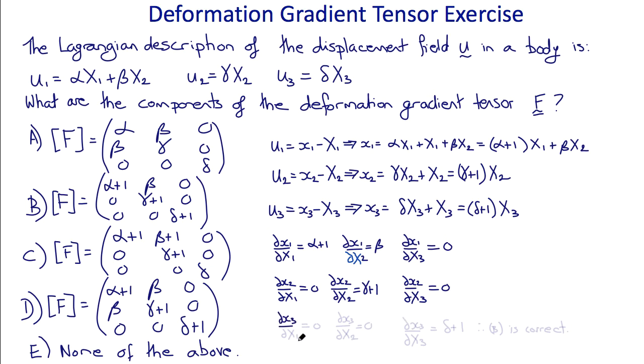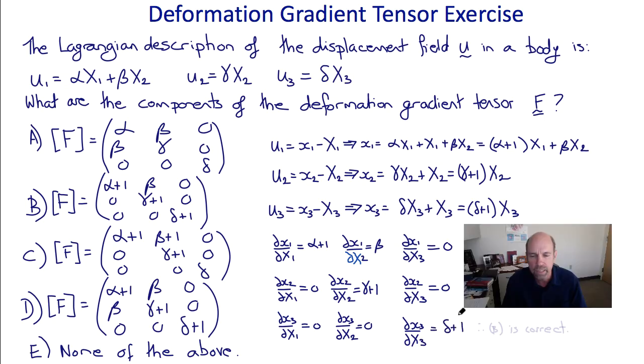Del little x3 del big X1 is 0. Its derivative with respect to big X2 is 0, and its derivative with respect to big X3 is delta plus 1. So these are the components of the deformation gradient tensor, which you'll see appear in answer B. So B is the correct answer.